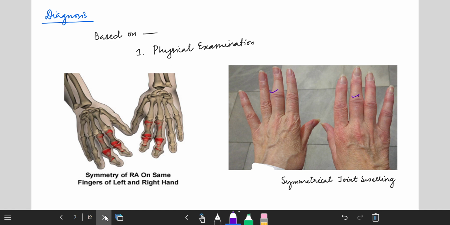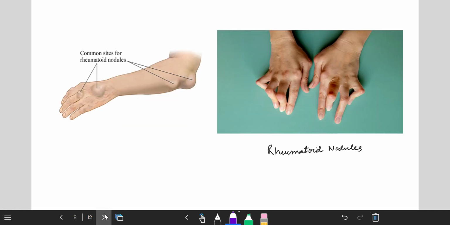Now in physical examination, first you need to consider symmetrical joint swelling. It means the same finger and the same joints of the finger will be affected in the left and right hands. This is symmetrical joint swelling. The second picture represents rheumatoid nodules. You can see the common sites for rheumatoid nodules, and this picture represents the rheumatoid nodules of the hands.